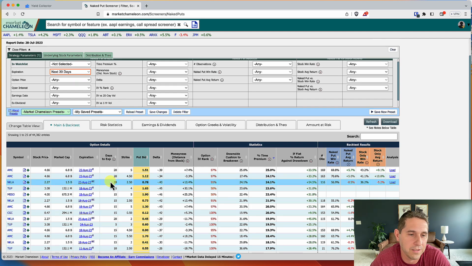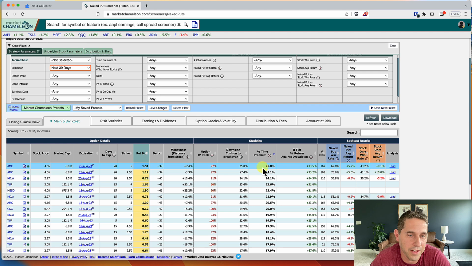If you want to annualize it, just take this value right here, divide it by the days to expiration, and then multiply it by 252, because they're using trading days and there's 252 trading days in a year. So that's how you figure out the annualized results.